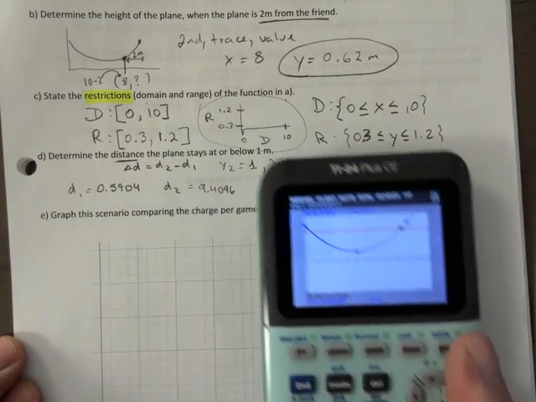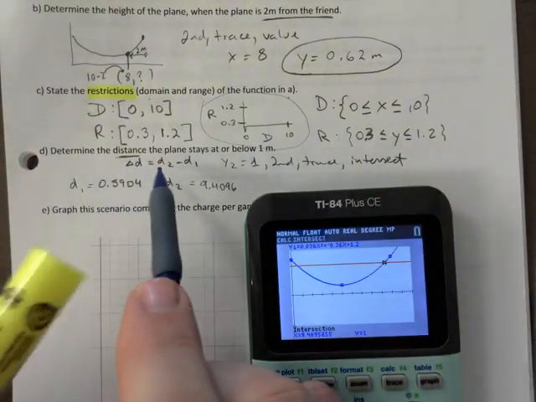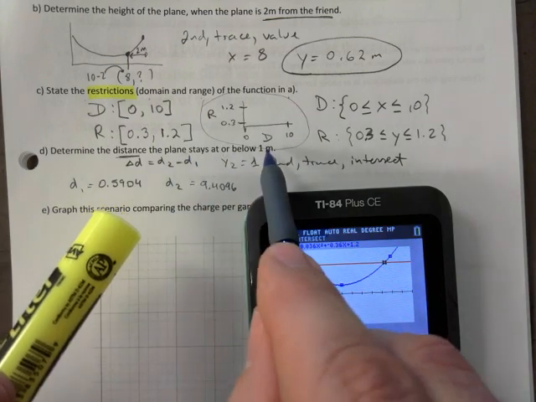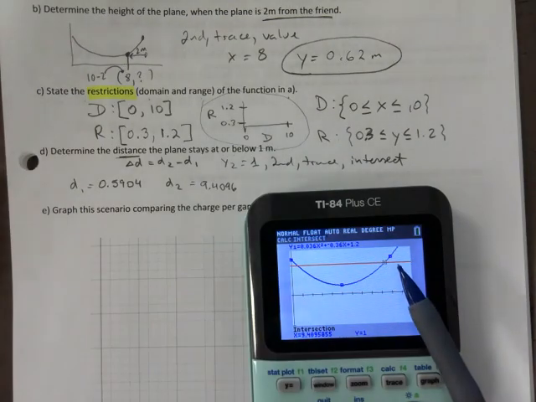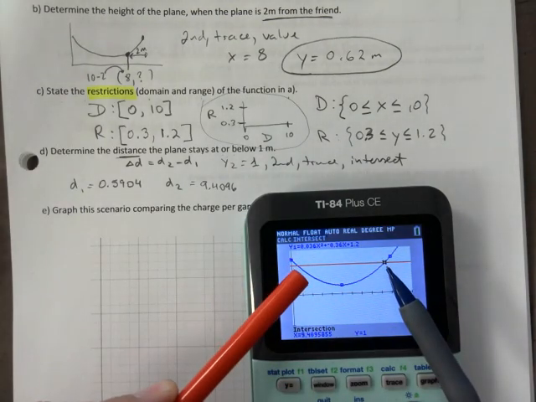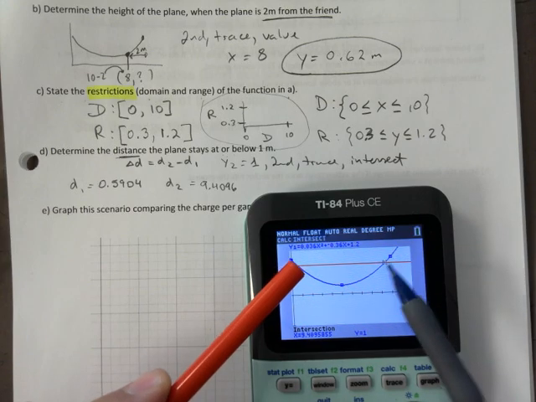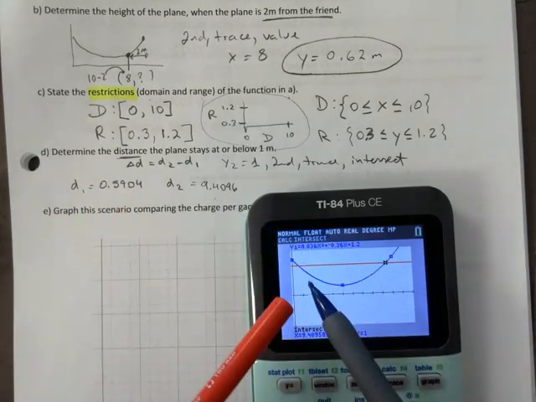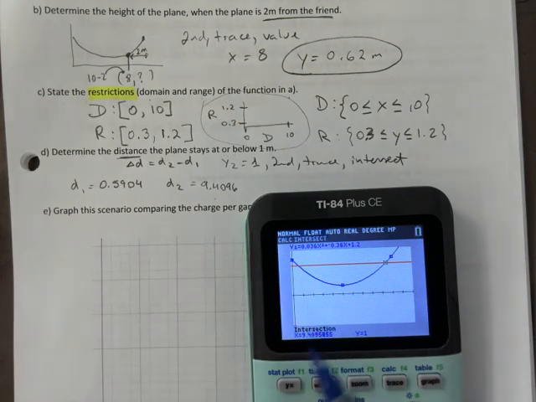Okay, question. If I subtract these, is that my answer? Let's read again. Determine the distance where the plane stays at or below 1 meter. When you subtract these, you're actually finding out what happens between them. And what happens between the 2 points you just found is the plane being at or below.